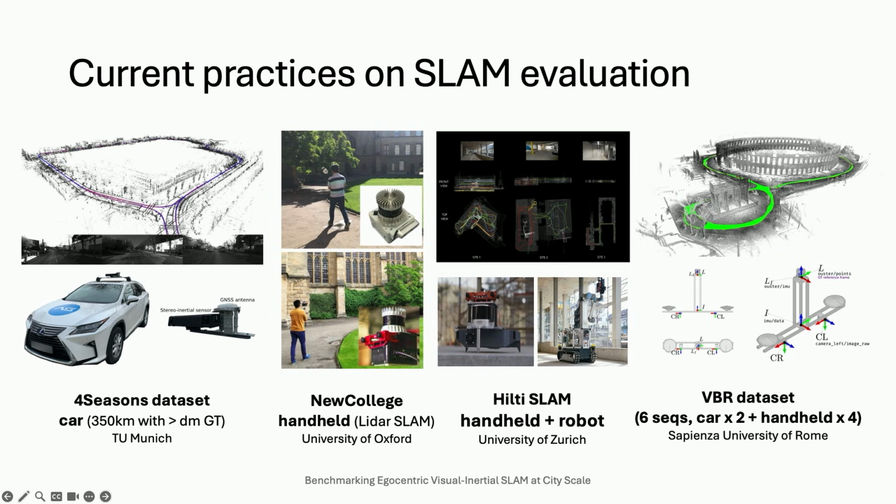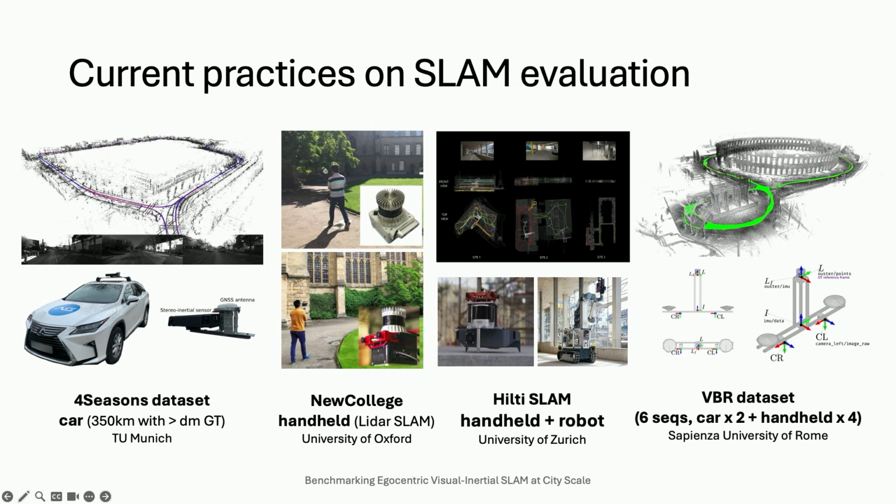Namely, there is the 4 Seasons dataset recorded across 350 kilometers, which is an ultra large scale dataset from TU Munich. But all data are recorded with sensors mounted on the car. As I mentioned, when you record with a car, the motion pattern is quite simple, because you generally only have forward motion in the majority of the data. While in egocentric data, you have a large variance in the height of the head motion, and the motion is quite complicated compared to the car motion, which is quite stable.